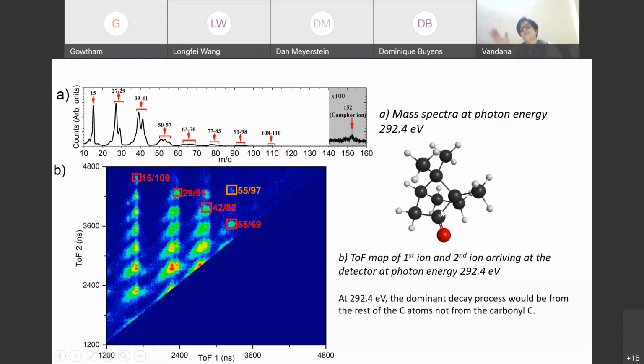The bond of this CO is quite strong, so the C-C bond actually breaks, and then the CO goes out as a neutral. So we are constraining ourselves only to those channels, not the others, because there are a lot of further ions coming out, and it is very difficult to analyze those fragments.